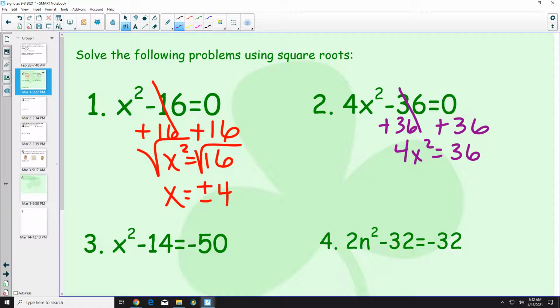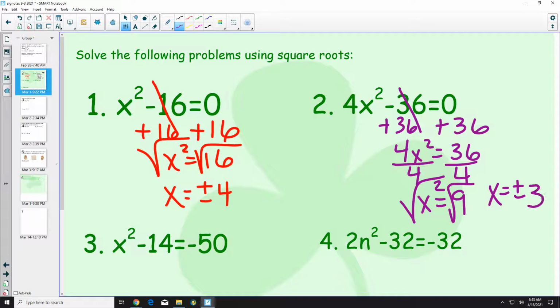Well, we have a 4x squared. We just want x squared. So next we're going to divide both sides by 4, and we'll have x squared equals 9. Then we take the square root of both sides, and our solution would be positive and negative 3.